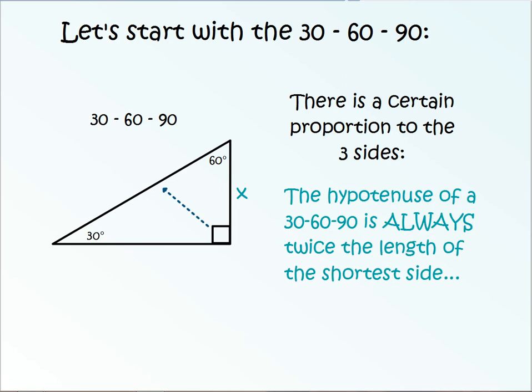The hypotenuse is always twice the length of the shortest side. So the side opposite your 90-degree angle is always your hypotenuse, and it's always going to be twice the length of your short side.